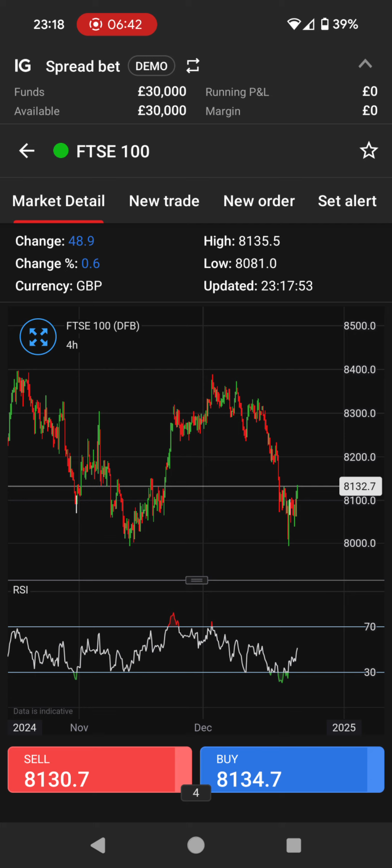So there we go. Let's say we're thinking, right, this is going to bounce back. I want to buy in now. There you go, you've got buy and sell at the bottom. So we're going to buy.